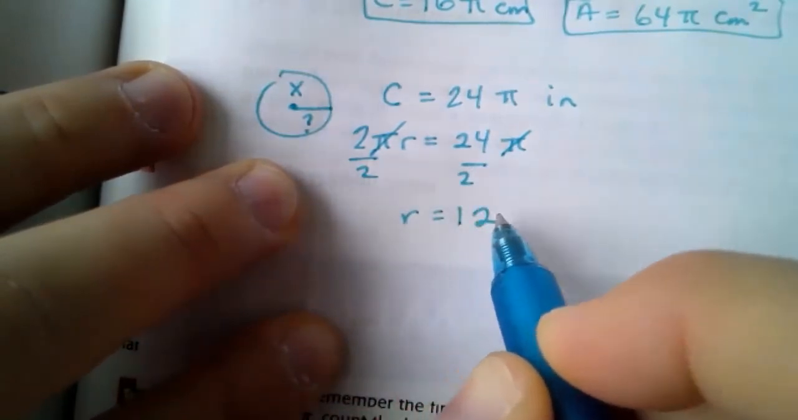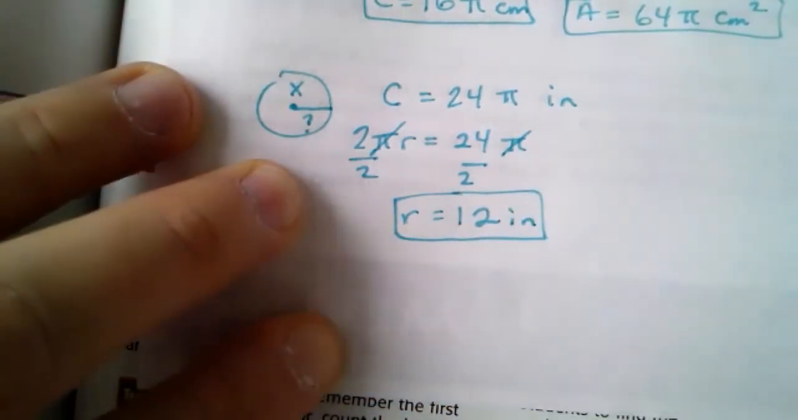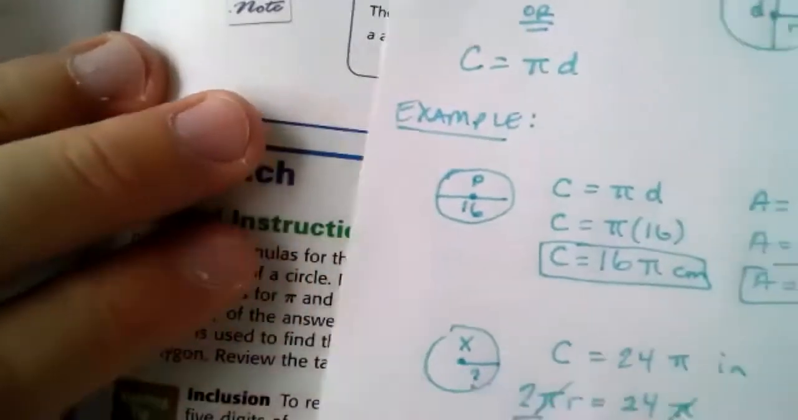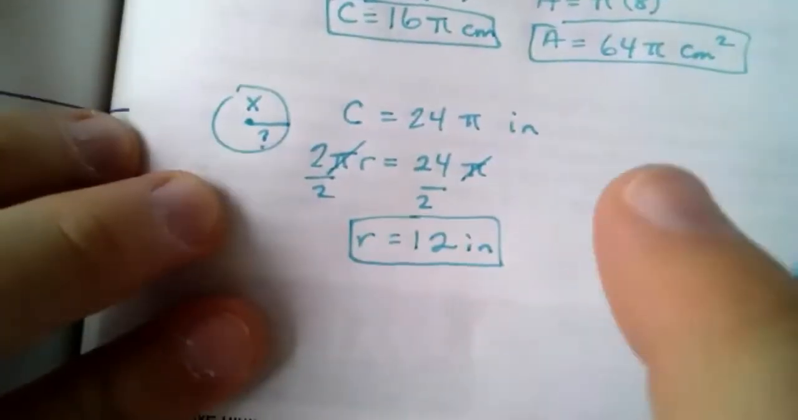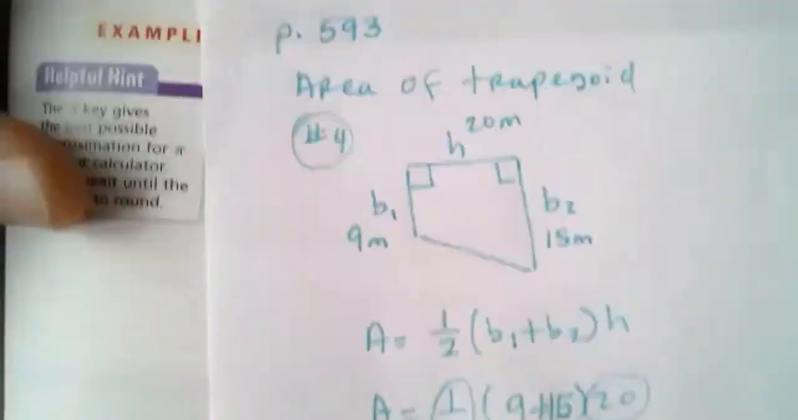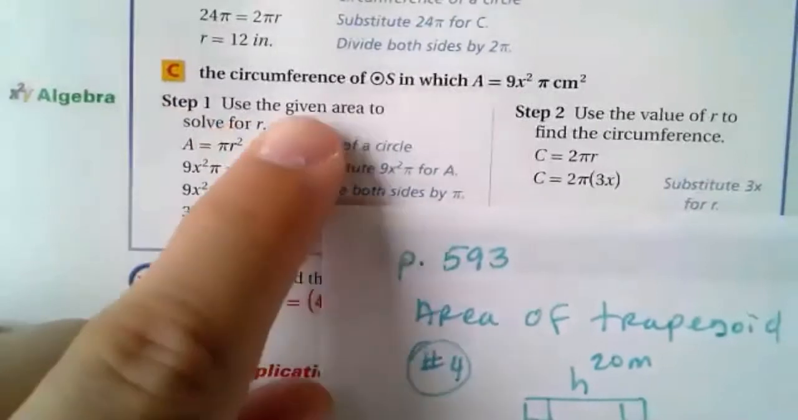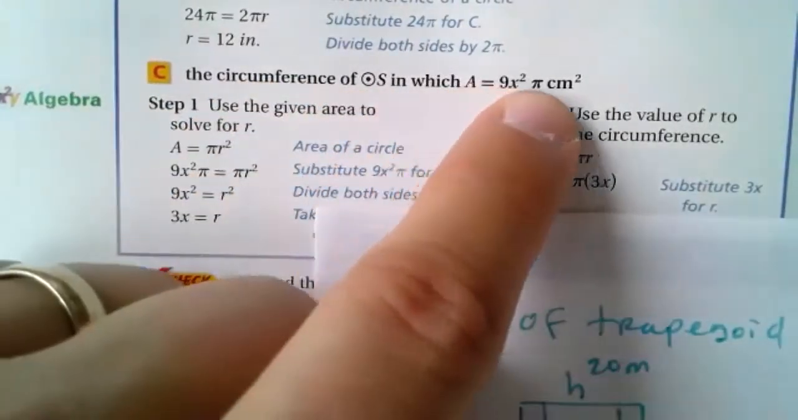And we get 12 from a radius. That's going to be in inches, okay? So that's pretty straightforward. Now let's move over to the next section here where it says we need to find the circumference of circle S. I'm just showing you how to read this.